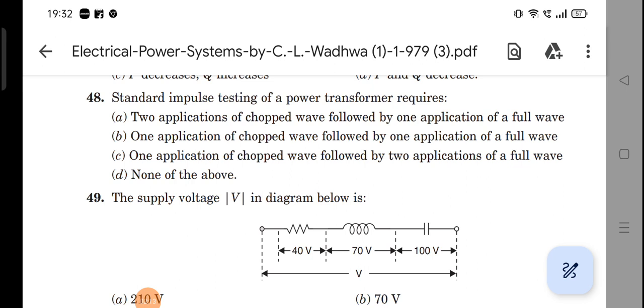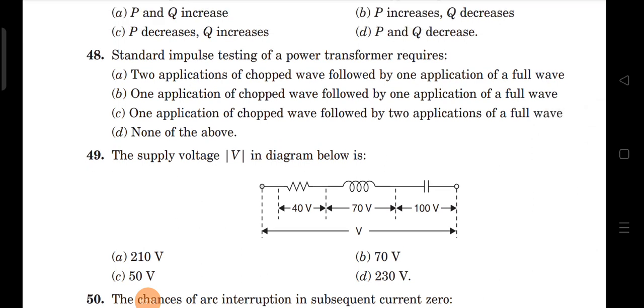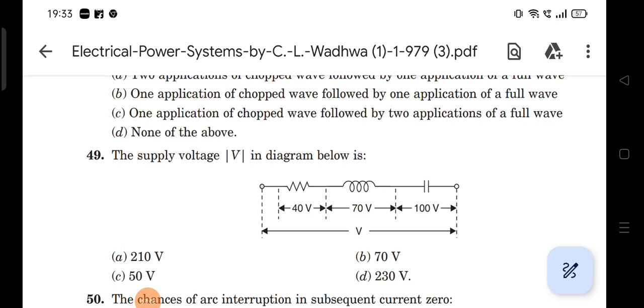Next, 49th question, the supply voltage V in the diagram shown below is. Okay, what is given? Voltage across the resistor is 40 volts, voltage across the inductor is 70 volts, voltage across the capacitor is 100 volts. Then in case of AC circuits, total voltage V is equal to the square root of VR square plus, here VC magnitude is greater than VL, right? That means square root of VR square, that is 40 square, plus (100 minus 70) whole square.